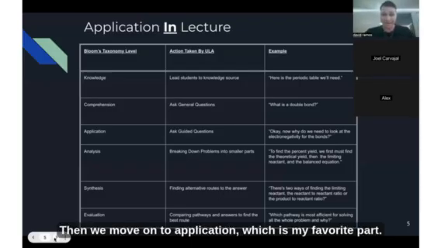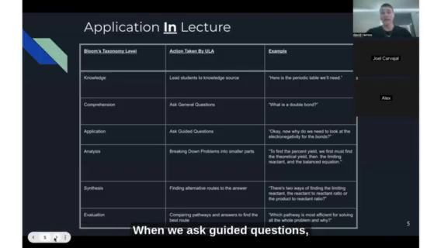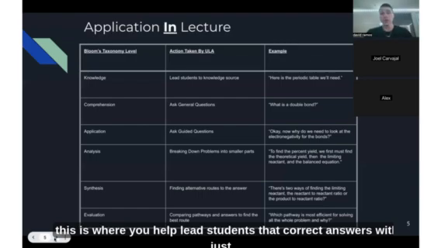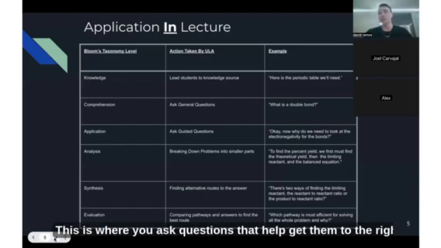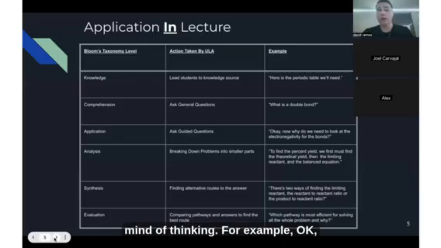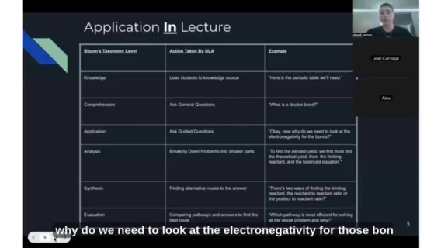Then we move on to application, which is my favorite part, when we ask guided questions. This is where you help lead students to the correct answers without just giving it to them. This is where you ask questions that help get them to the right mind of thinking. For example, okay, why do we need to look at the electronegativity for those bonds?